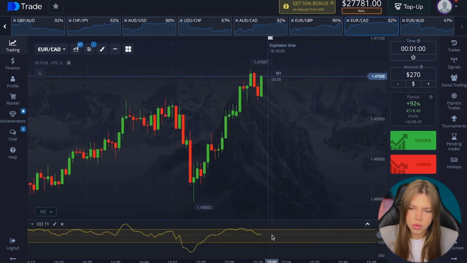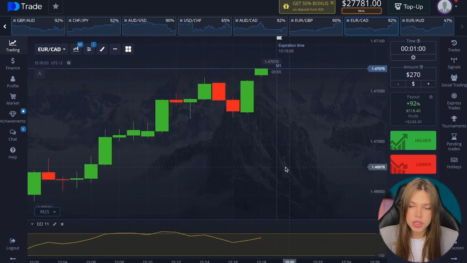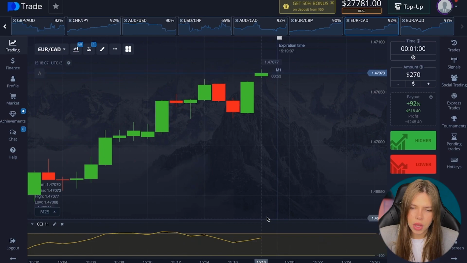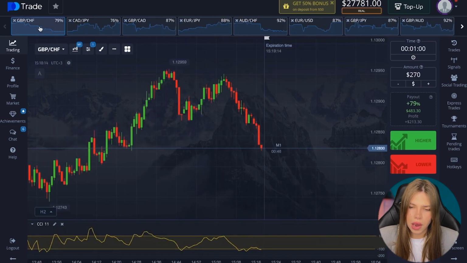Okay, so let's move on. Where we have 0 here, let's find it. It didn't touch 0 and turned right up. It's already dangerous to put it here. Immediately a strong upward trend. Okay, we'll just go further and look for currency pairs.